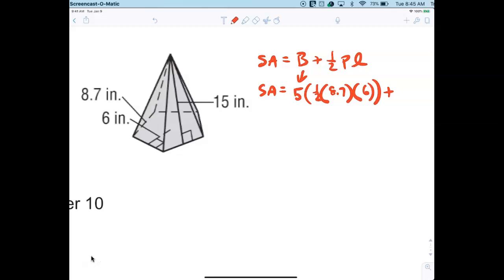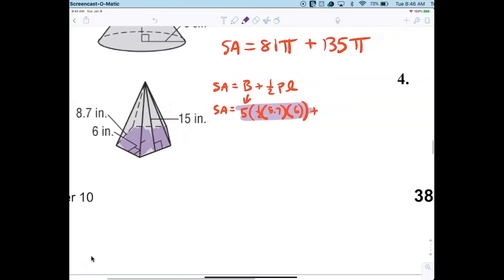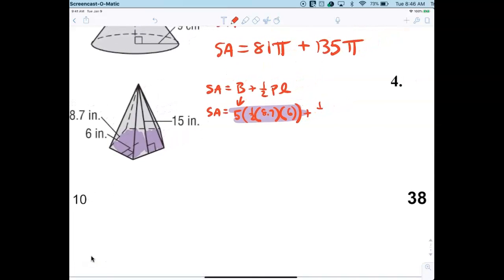That should create some confusion. Does anybody have any questions with why it's 5 times 1/2 times 8.7 times 6? That's just how many triangles in the base, please? 5 triangles. So all of that is that. Is everybody agreeing? Plus, now I need 1/2. Somebody tell me what the perimeter would be. Somebody said 43.5. And what is the slant height? I think it's 15.